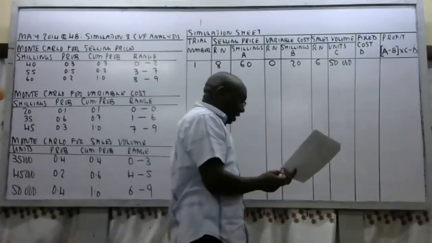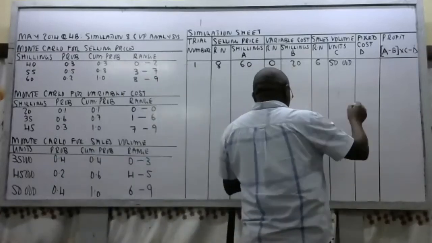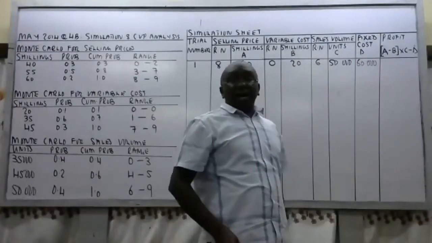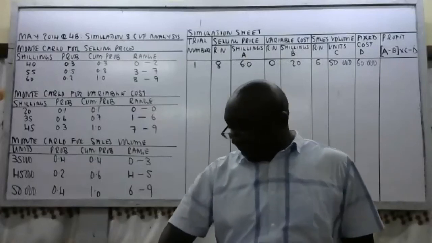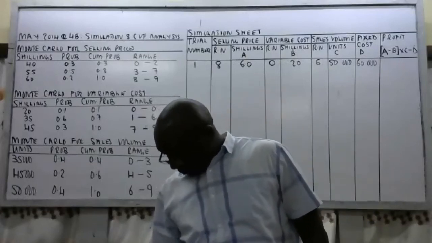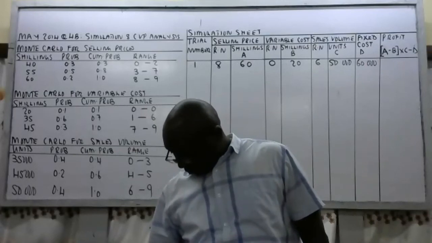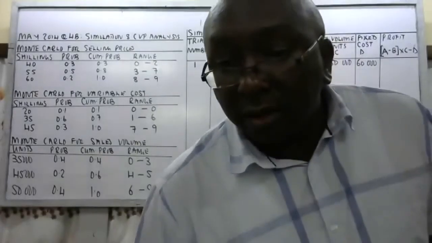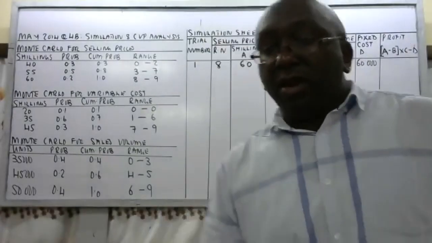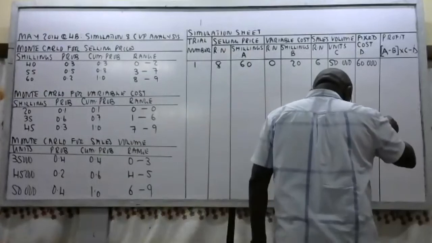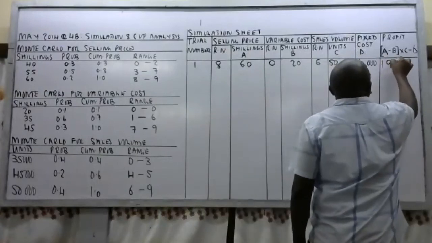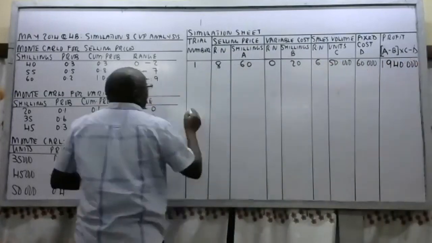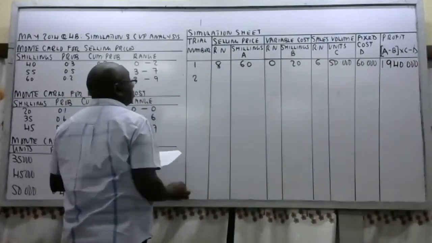Now the next thing is, fixed cost is 60,000. So work out that and send me the figure for the profit. Yeah, 1,940,000. Good. Let's go to day number 2.